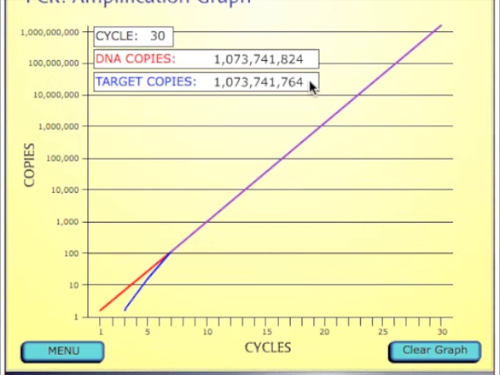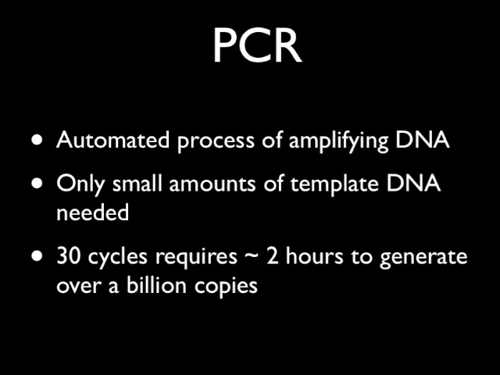When loaded on a gel, this amplified DNA will run as a single band that we can see with the naked eye. In summary, PCR is an automated process of amplifying DNA that requires small amounts of template DNA. In 2 hours, PCR generates over 1 billion copies of the target DNA.